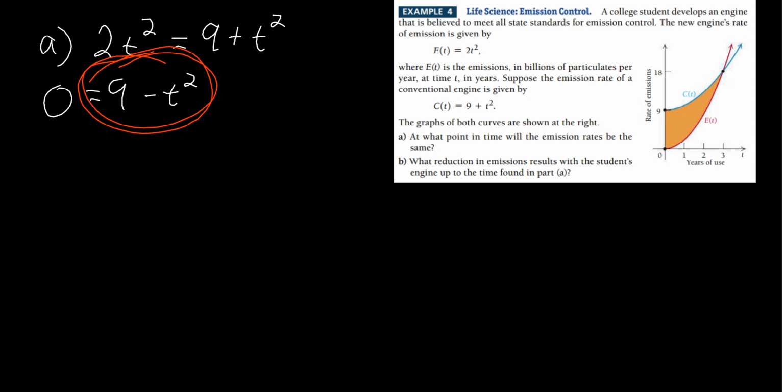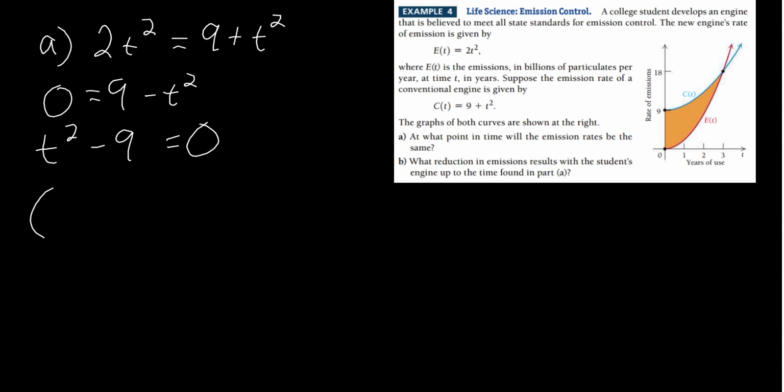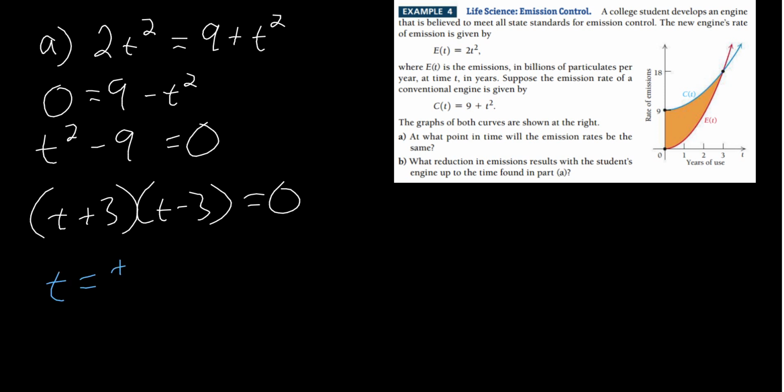All right, there's nothing wrong with that, but I know that many people, including myself, like to have the variable be positive. So I'm going to add t squared to both sides, and subtract 9 from both sides. Okay, so I'm going to end up with t squared minus 9 equals 0. Now that makes it the difference of squares that I'm used to: t plus 3 and t minus 3 is equal to 0. So therefore I've got t equals plus or minus 3.